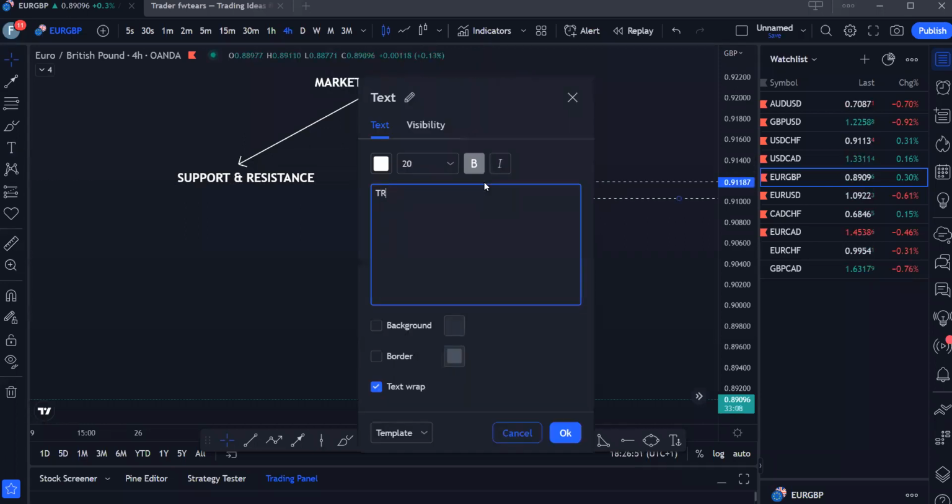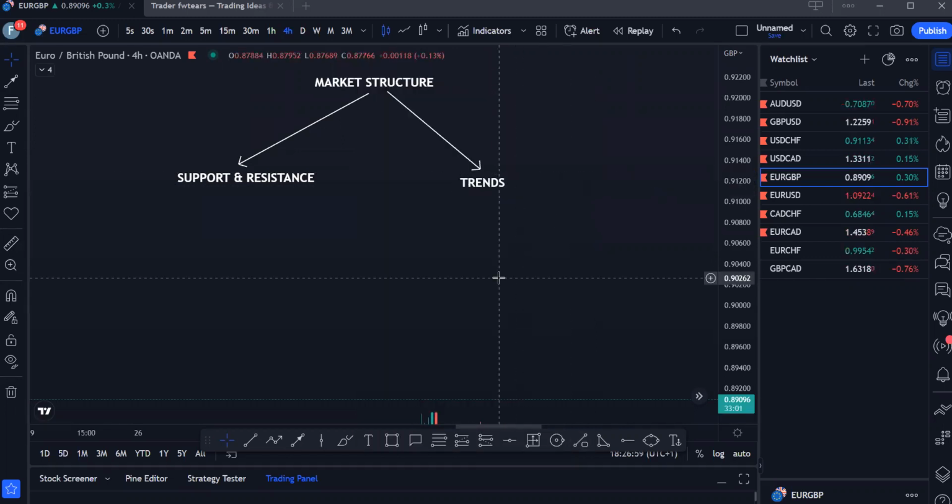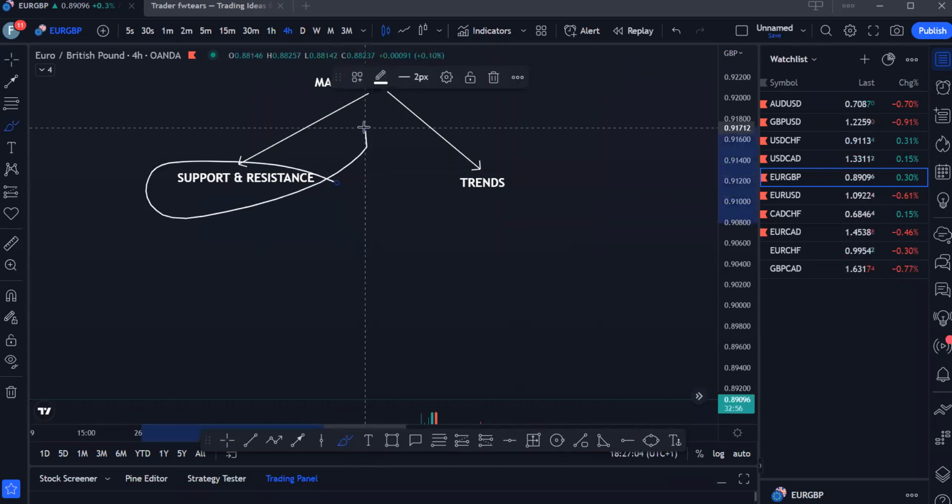And then the other aspect of market structure is trends. So the first thing that we'll talk about this evening is the concept of trends. Since we've already discussed support and resistance, trends is the next thing that we should do today. And it's a very, very easy to understand concept. Once we discuss it, we'll also talk about application, how to spot it on the website.